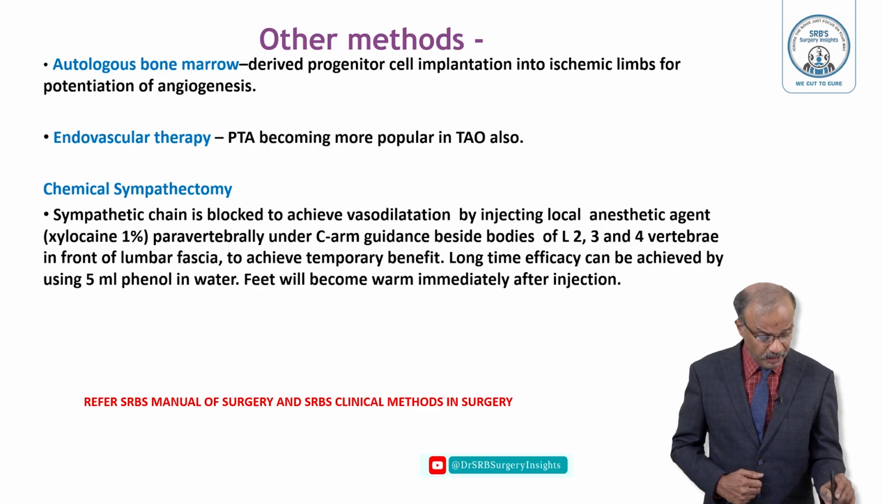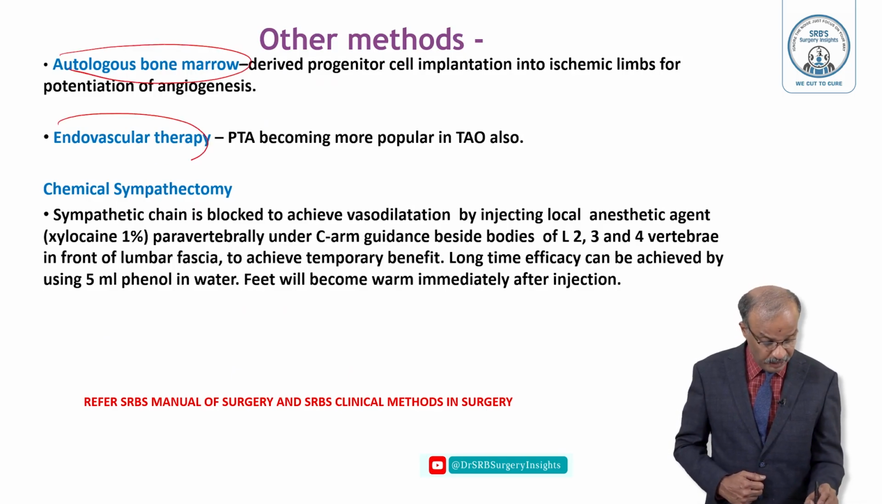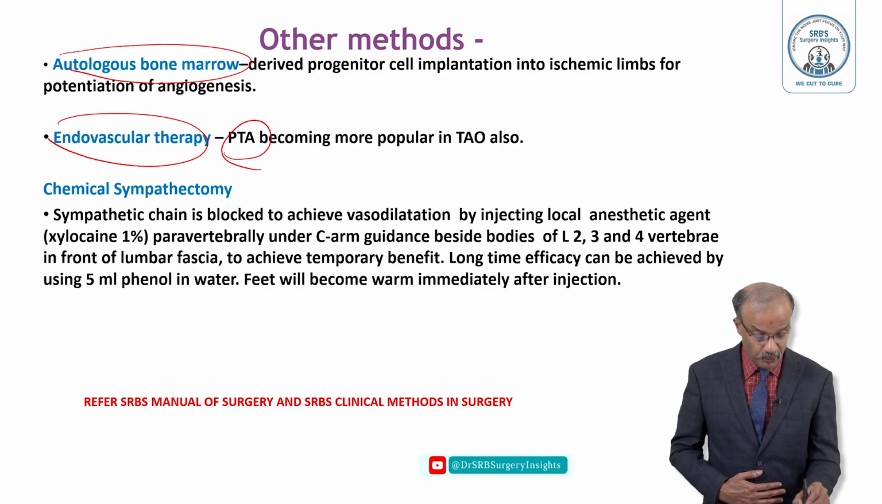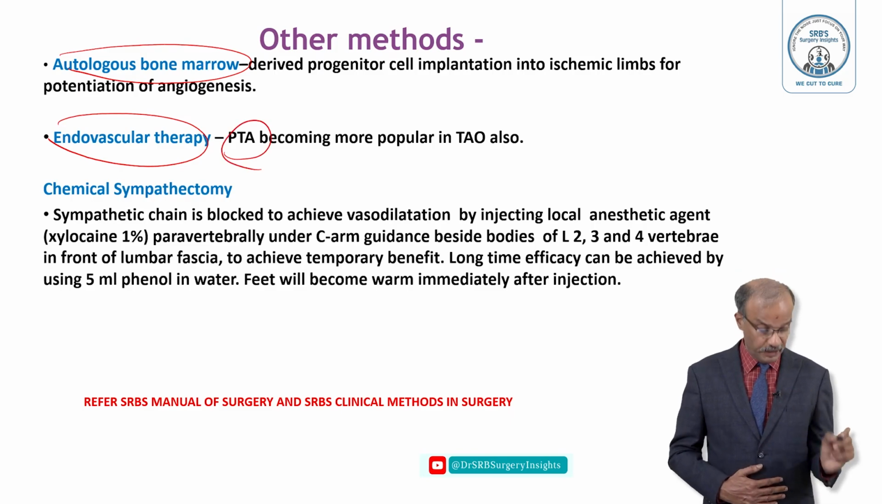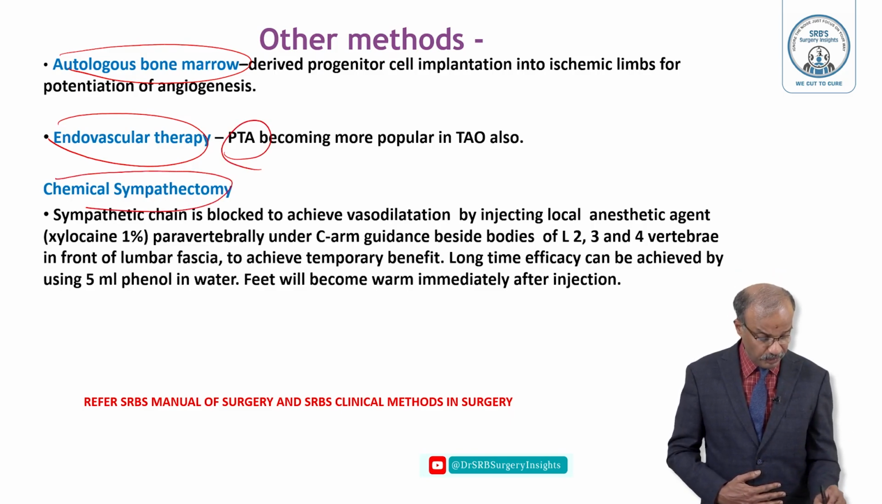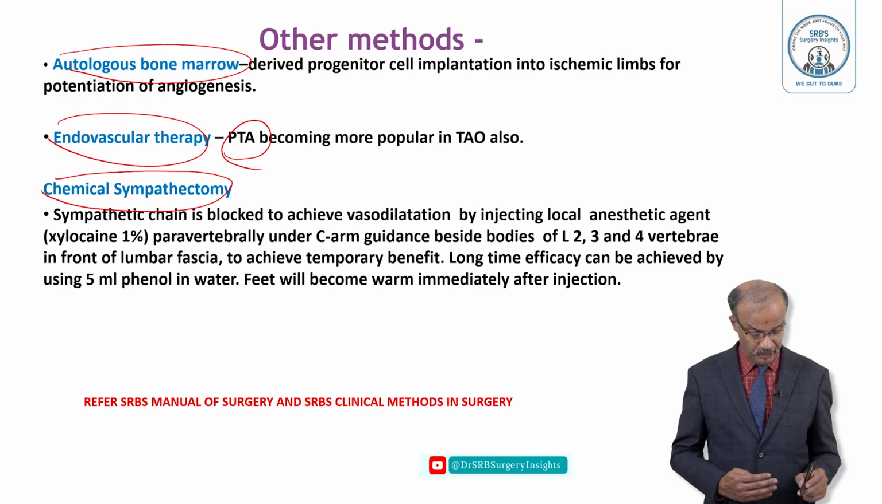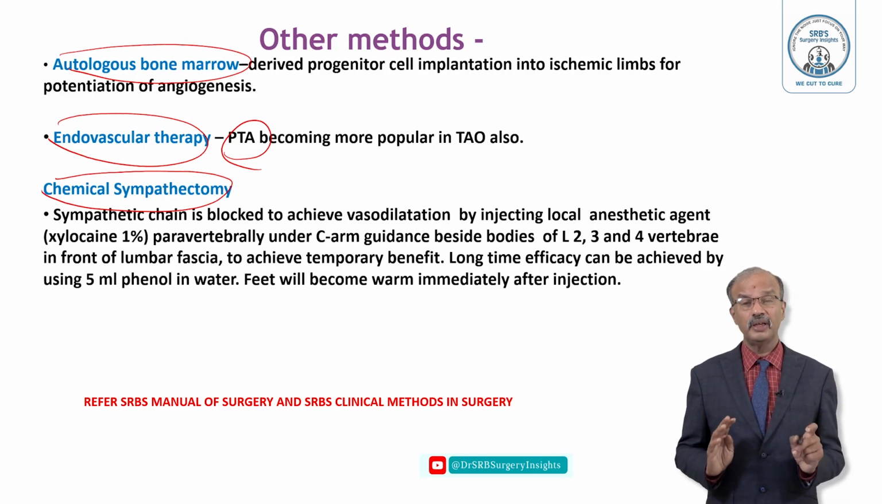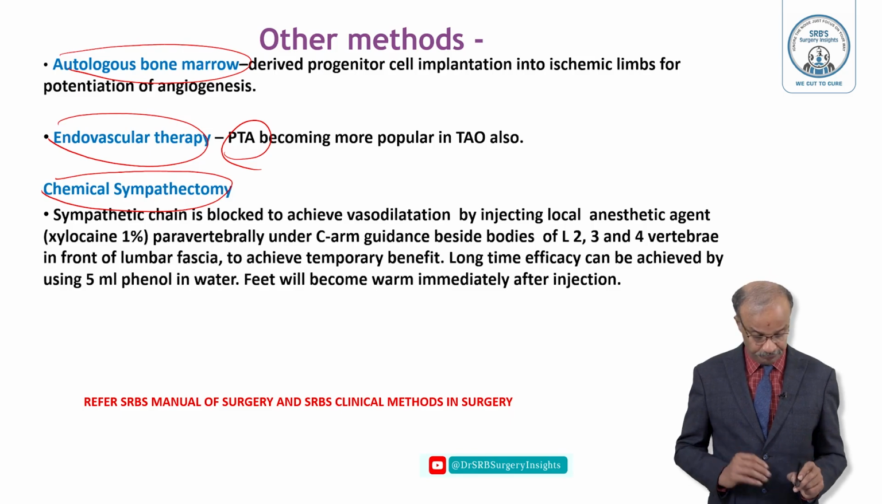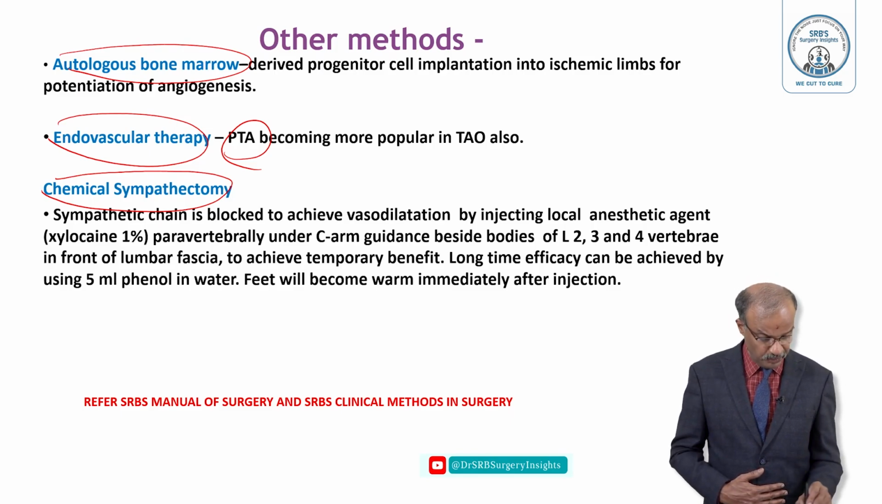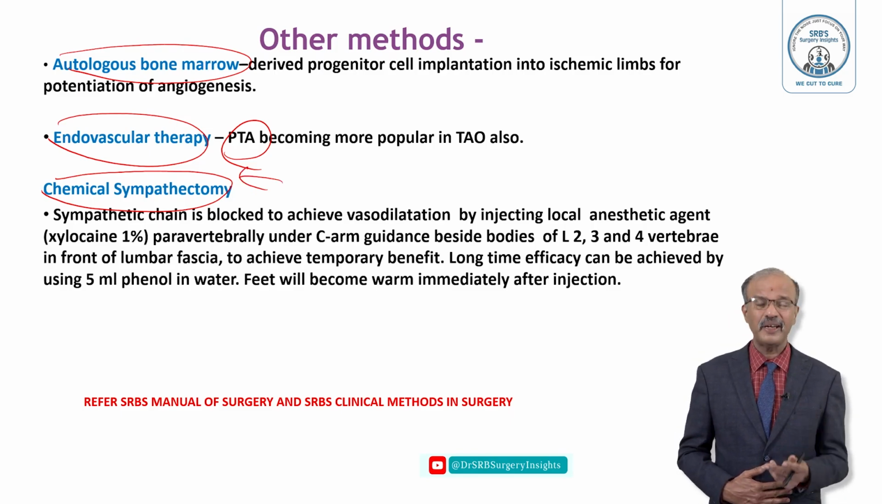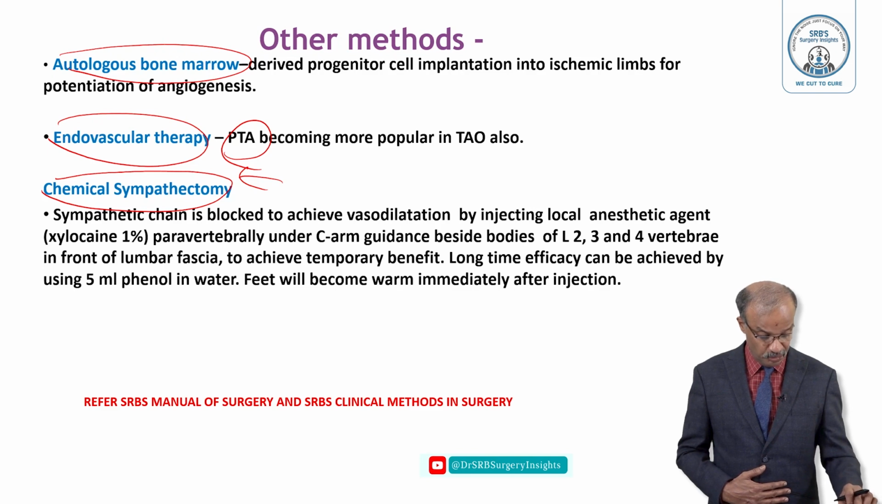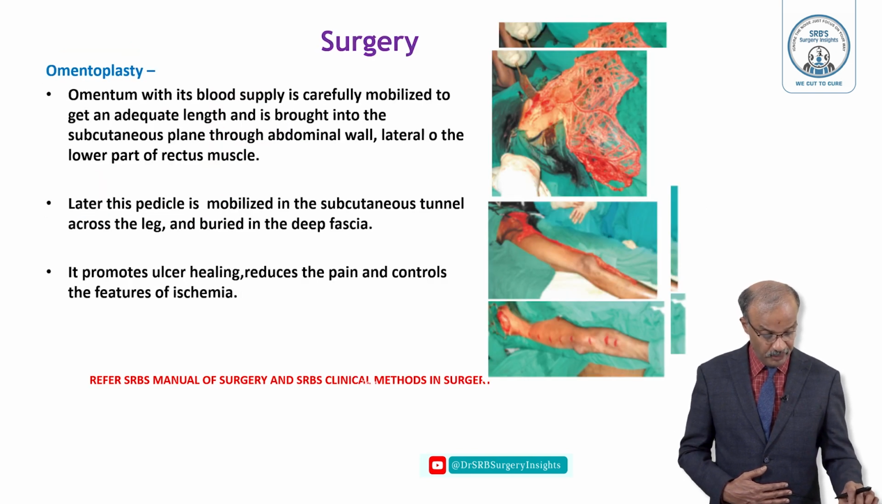So this is the newer thing. Remember, autologous bone marrow may be helpful. Endovascular therapy, PTA, like what we do for atherosclerosis, is helpful for TAO. Chemical sympathectomy: for severe pain, you can do a sympathectomy by sympathetic blockage under C-arm guidance to the L2, 3, 4 sympathetic chain. It's also helpful in severe pain where they land with amputation. That is the most important thing you have to remember.